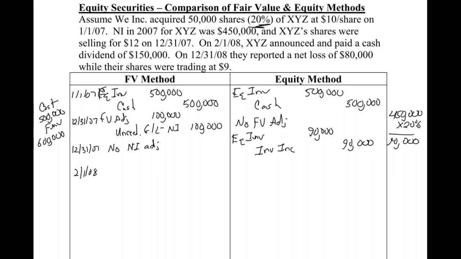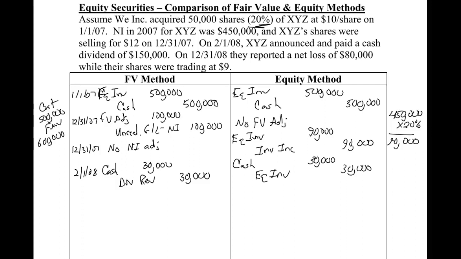All right, so look, it says they announced and paid a cash dividend of $150,000. Now remember, we're a 20% owner, so that means we get 20% of that. So we are getting a cash dividend of $30,000, and we call that dividend revenue, $30,000. All right, on the equity method side, we're still getting cash for $30,000. But now remember, dividends reduce retained earnings, therefore it reduces their equity, so we are going to reduce our investment by $30,000.